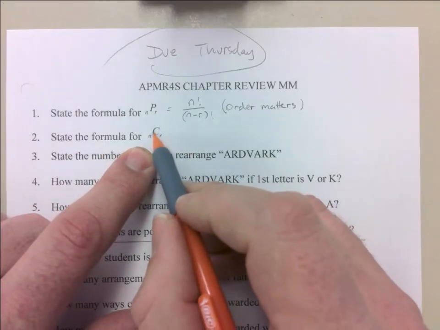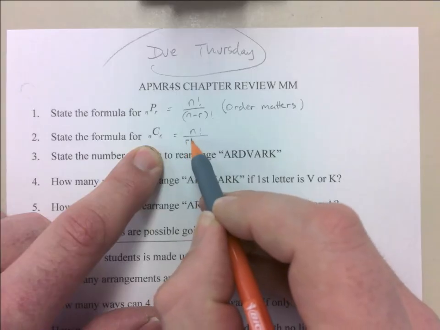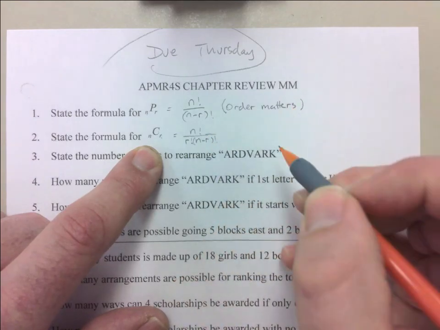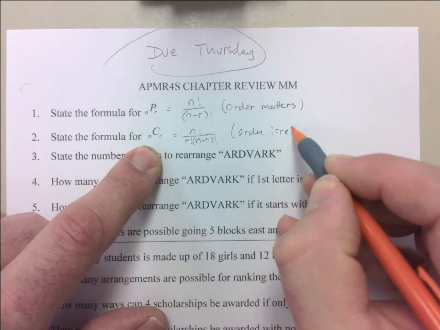State the formula for nCr. It is n factorial over r factorial times (n minus r) factorial. Okay, order doesn't matter. Irrelevant.